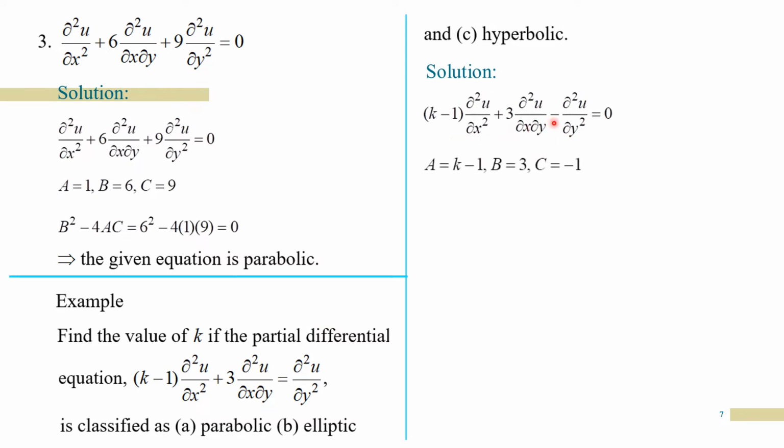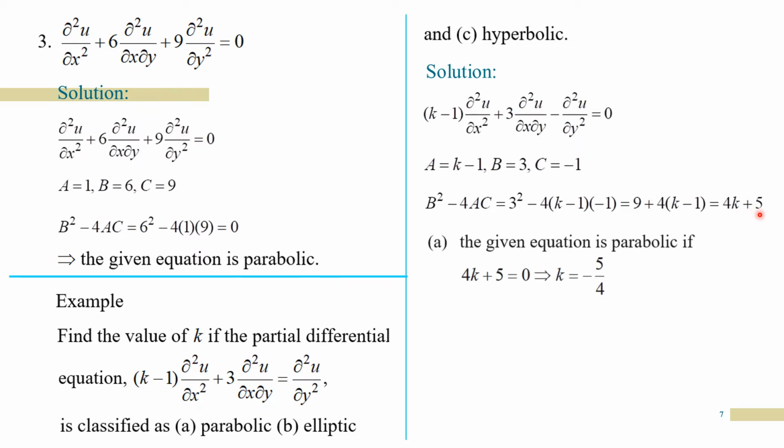Okay, so it's very clear that A is equal to k minus 1, B is equal to 3, and C is equal to negative 1. Substitute into the formula of the discriminant, B squared minus 4AC, which is 3 squared minus 4 times (k minus 1) times negative 1. 3 squared is equal to 9. Now negative 4 times negative 1 gives positive 4 multiplied by this factor k minus 1. Open up the bracket, so we get the result B squared minus 4AC is equal to 4k plus 5.